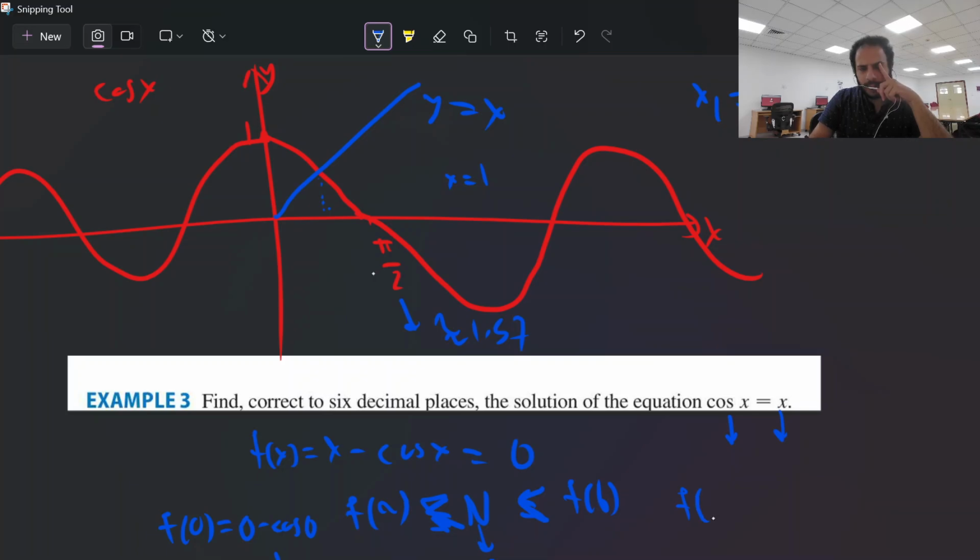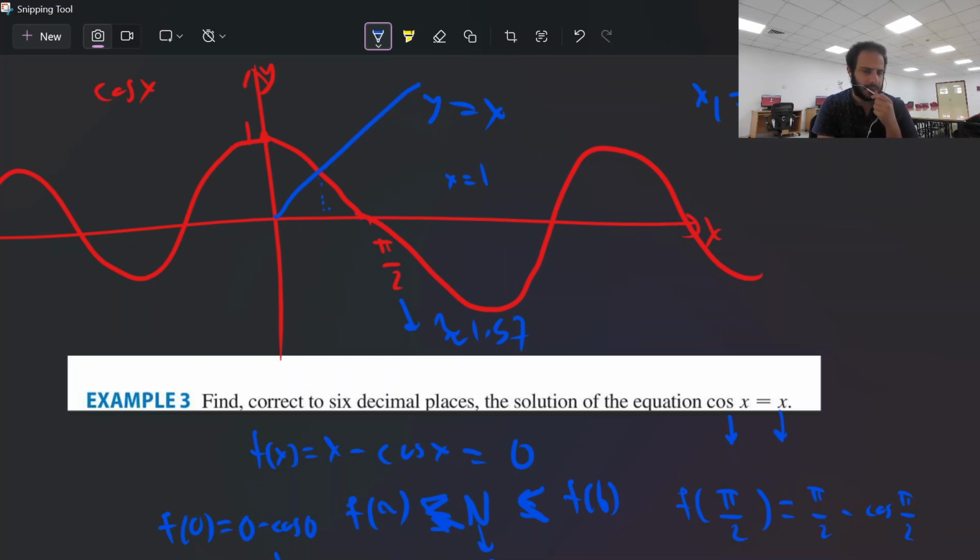Now f of b, for example, choose f of pi over 2. You get pi over 2 minus cosine pi over 2. Cosine pi over 2 is 0. So you get pi over 2, which is nearly 1.57. So the same idea as with the graph. You can do it like this, using the intermediate value theorem. So as you like, you draw the graph of the functions cosine x and x, then you estimate the value using the graph, or use the intermediate value theorem.